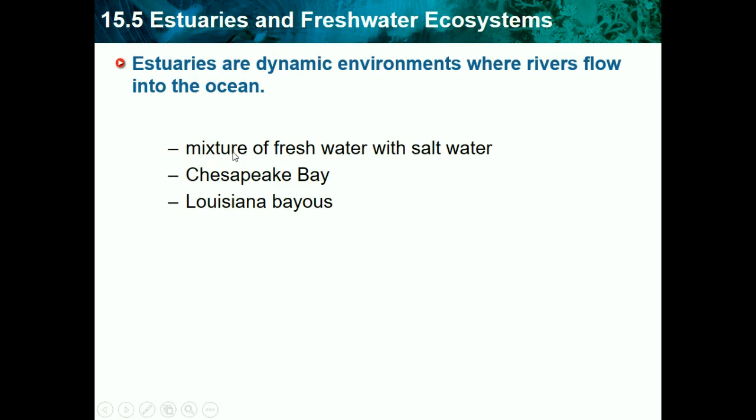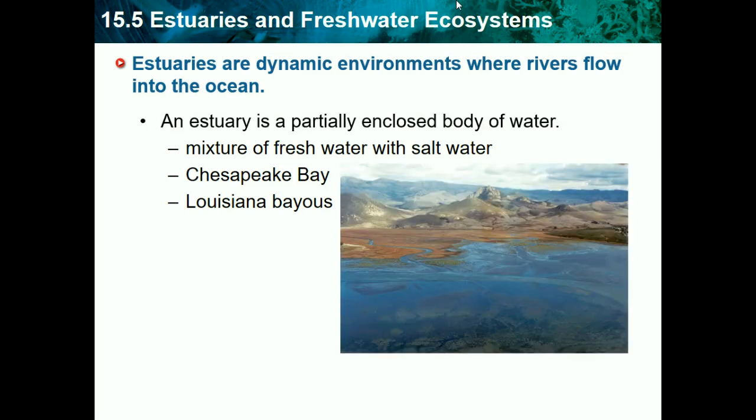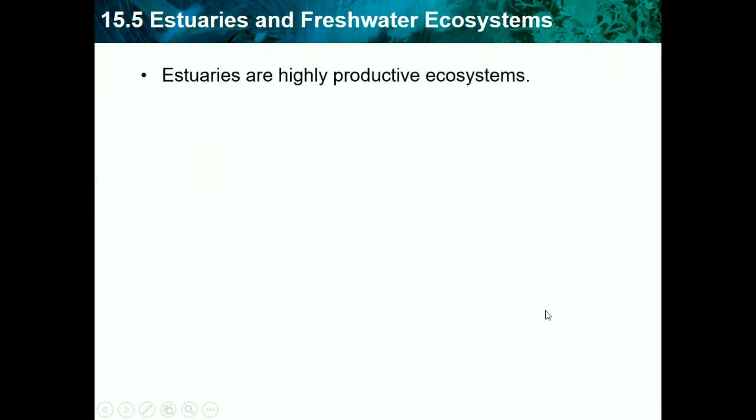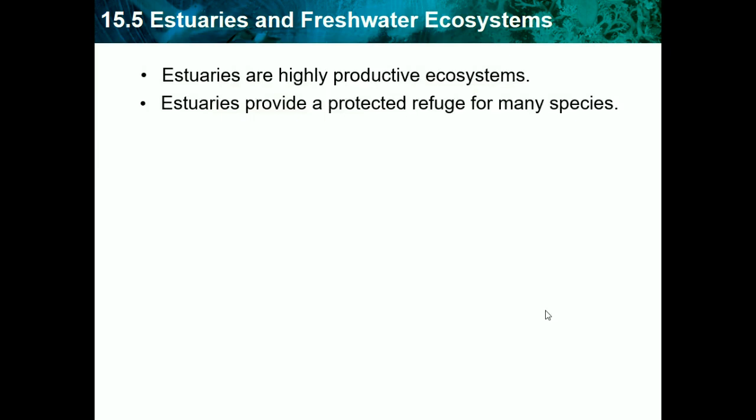So this is where the river flows into the ocean. It's kind of like a delta, but it looks more like it's still part of the river. It's a partially enclosed body of water. So this would be an estuary here. We have a river here, and the ocean's probably on this side.